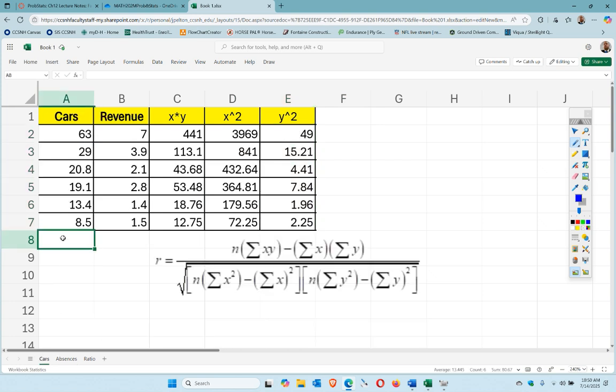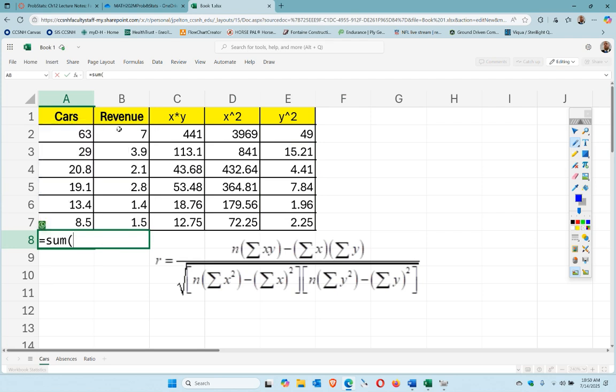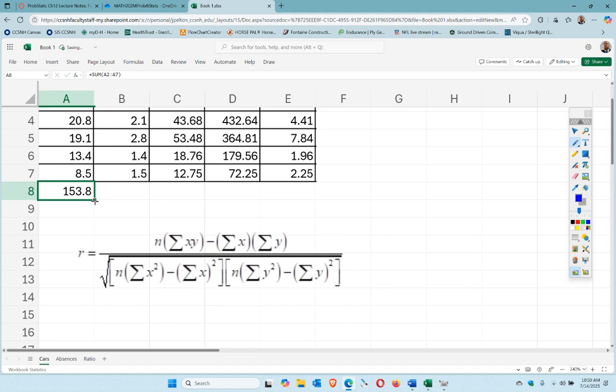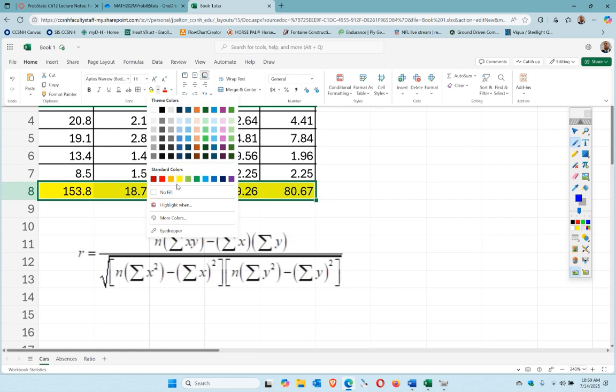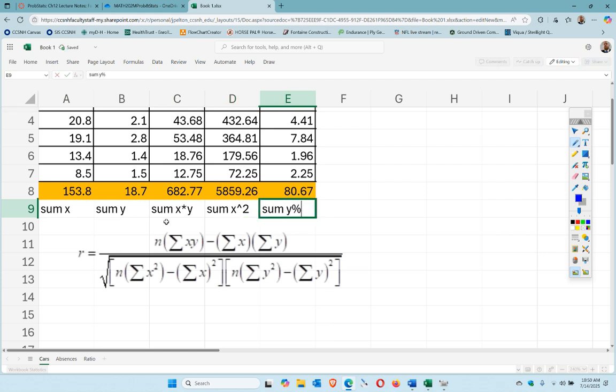Now we need our totals, right? So I'm going to do the sum of everything in this column, right? And then, why did I drag that so far? I'm going to drag this across, and I'm going to fill this in with, how about orange, right? So this is the sum of x, this is the sum of y, this is the sum of x times y, this is the sum of x to the second, this is the sum of y to the second.